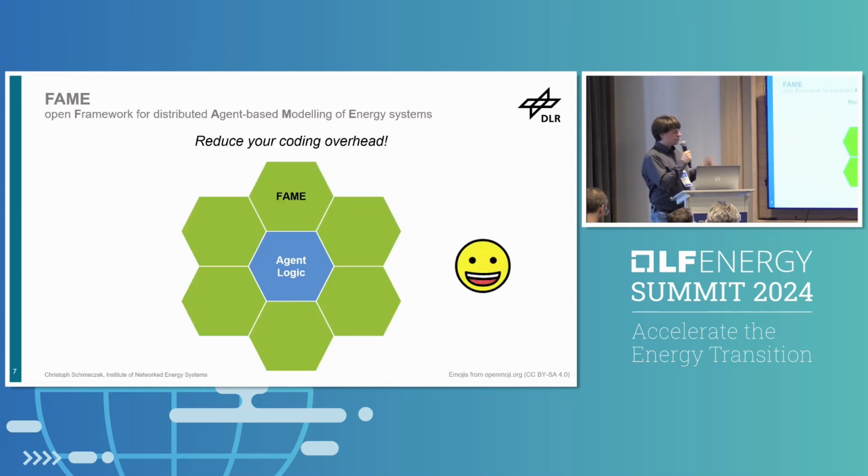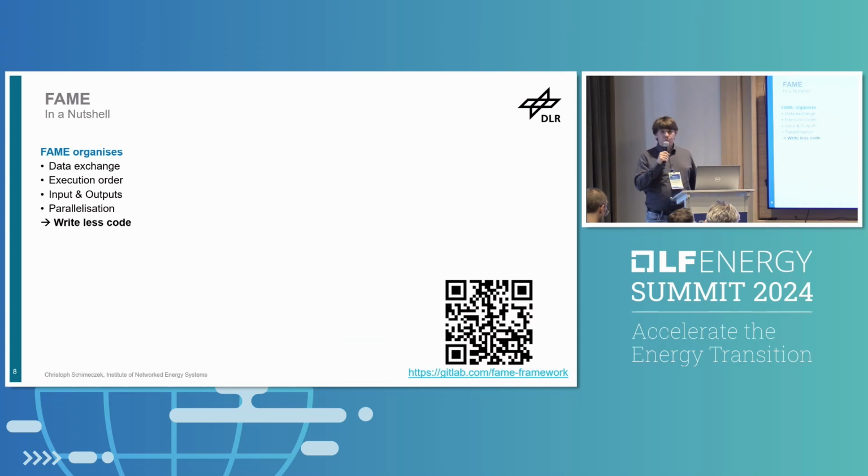So FAME reduces the code that you have regarding all of that stuff and makes you think about the agent logic only, and all of the other stuff you can forget about, right? How is this done? Well, FAME organizes the exchange of the data between your agents. It organizes the execution order of the agents. It organizes how inputs go in, how outputs go out. How about parallelization? You do not need to think about any of these things at all. Everything is there from the beginning.